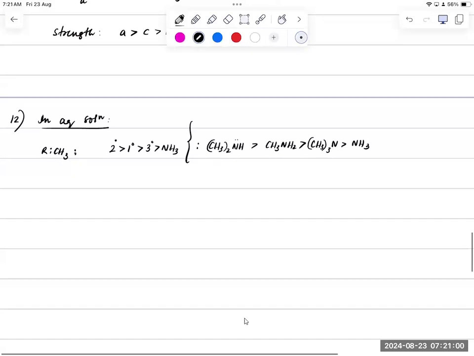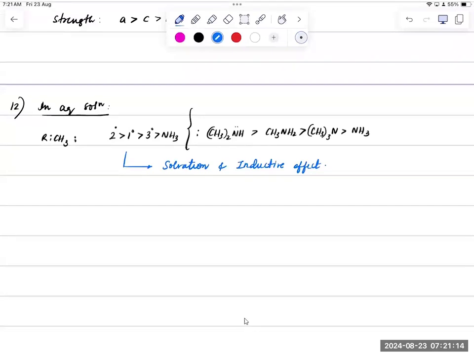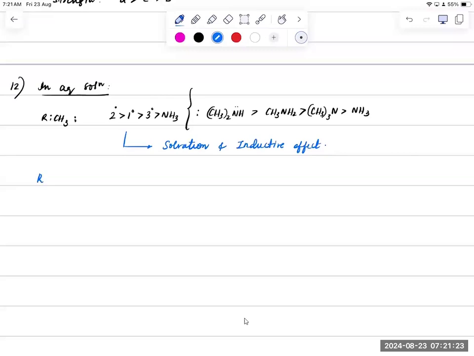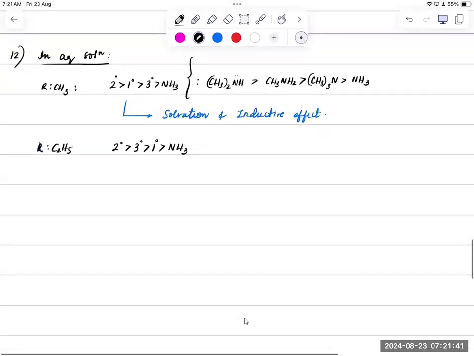The factors making this happen are solvation and inductive effect. Because of these two effects acting together, the more appropriate order for basic character is 2 degree, 1 degree, 3 degree and ammonia. And if R is C2H5, in that case, the order would be 2 degree, 3 degree, 1 degree, and then NH3. This will be the order.